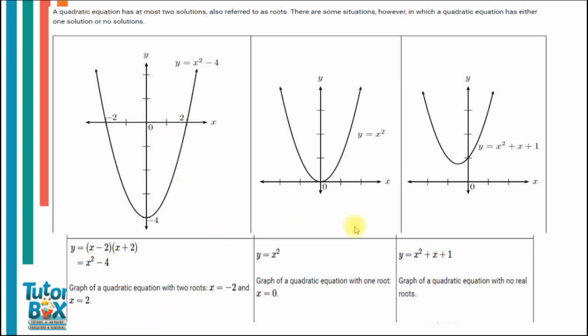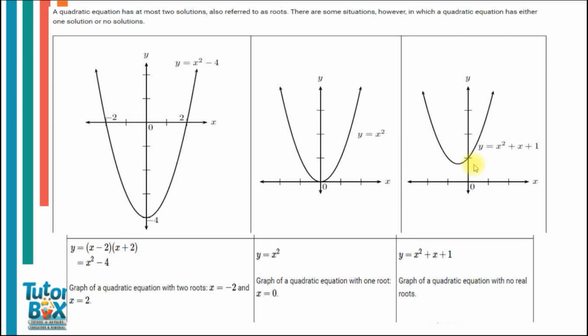The second one, we have y is equal to x squared, the graph of a quadratic equation with one root. You see that this graph is touching the x-axis at only one point, the 0 there. So that means we have one root.